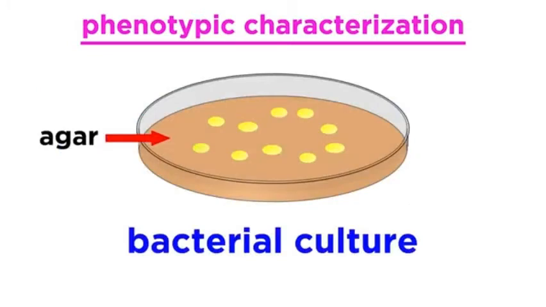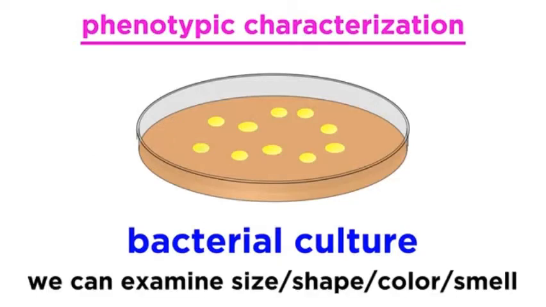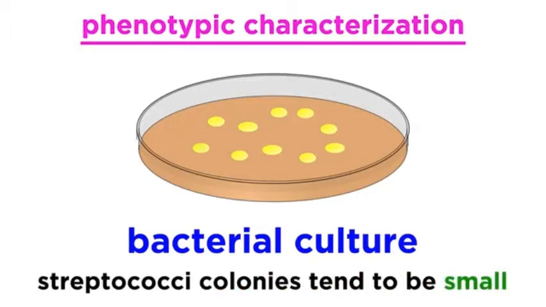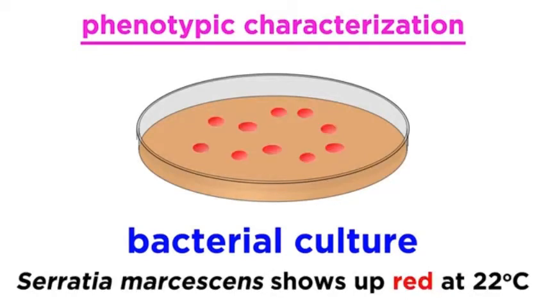Zooming out a bit, scientists also look at how bacteria grow on agar in the lab. They look at the colonies of bacteria that grow, taking note of the size, shape, color, and even smell. For instance, Streptococci colonies tend to be smaller in relation to most other types of bacteria, and Serratia marcescens typically appear red when grown at 22 degrees Celsius.